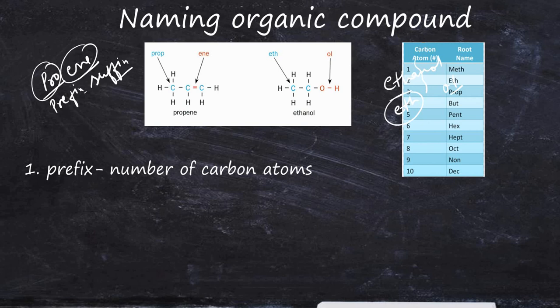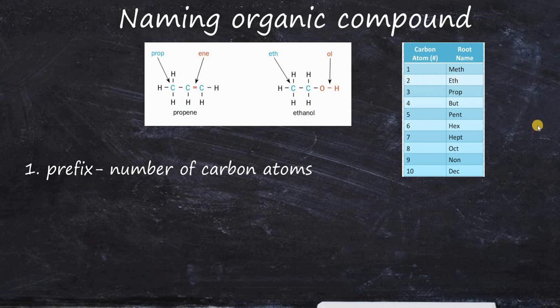If we have meth, we say one carbon. Similarly, when you have eth, we say carbon number two. Prop is carbon number three. But when you say but-, it means carbon number 4. Pent is 5. Hex, like hexagon, means 6. Hepta means 7. Octa means 8. Non means 9 and dec means 10.